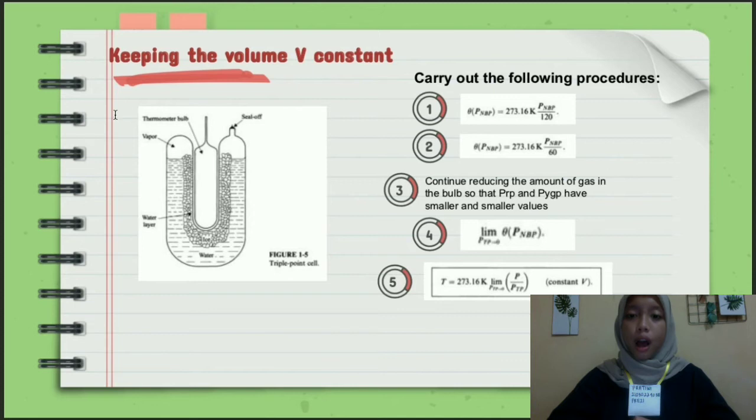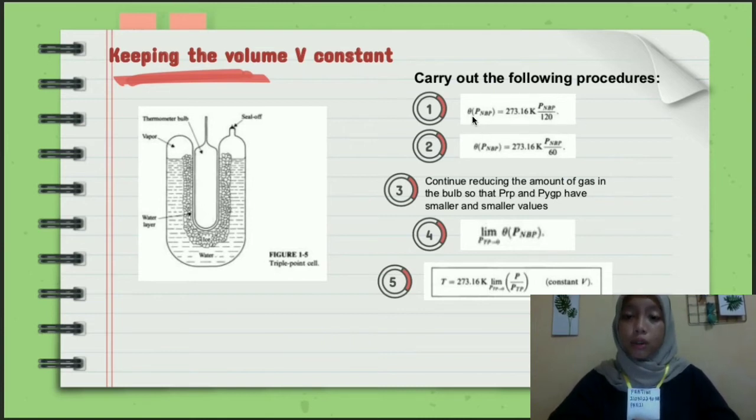And next, how do we keep the volume constant? How do we keep the volume of the gas constant? We have a procedure, and this procedure is from figure 1.5. It does not have the same equality, but this procedure has the same condition.